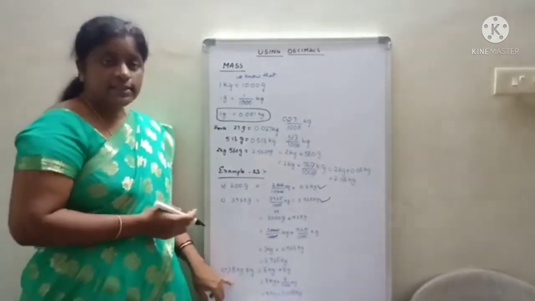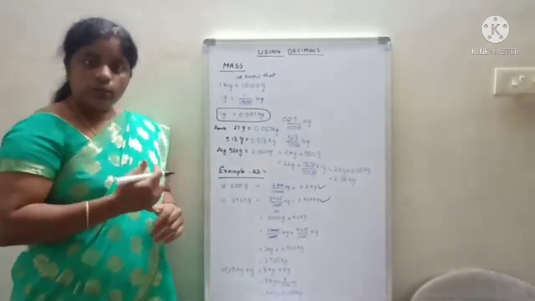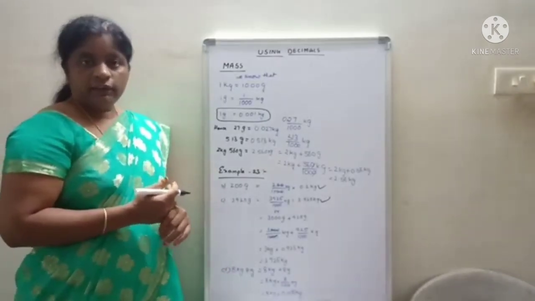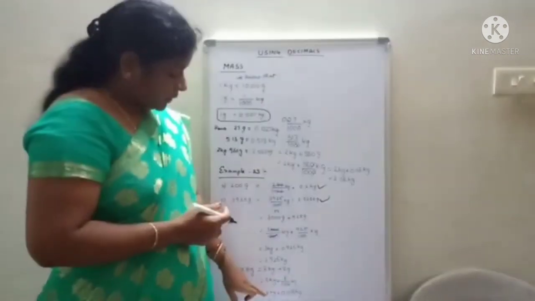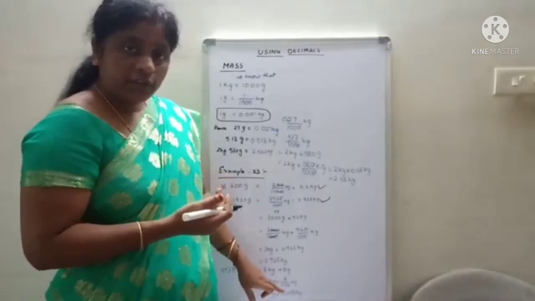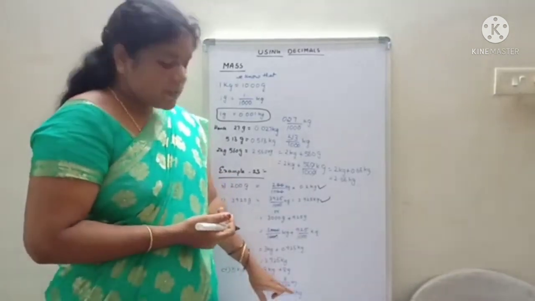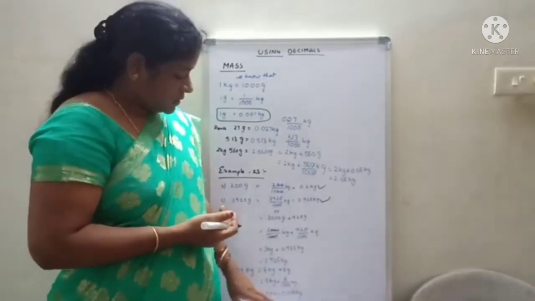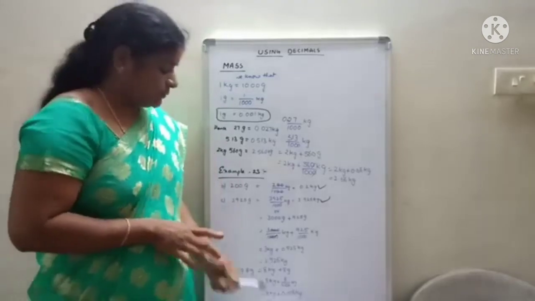8 kg 8 grams is given. The 8 kg is already in kgs. So 8 kg plus 8 grams. Convert 8 grams into kgs by dividing by 1000. So 8 kg plus 8 by 1000 kg. Converting 8 by 1000 into decimals, it is nothing but 0.008. So 8 kg plus 0.008 kg. Add them: 8.008 kg.